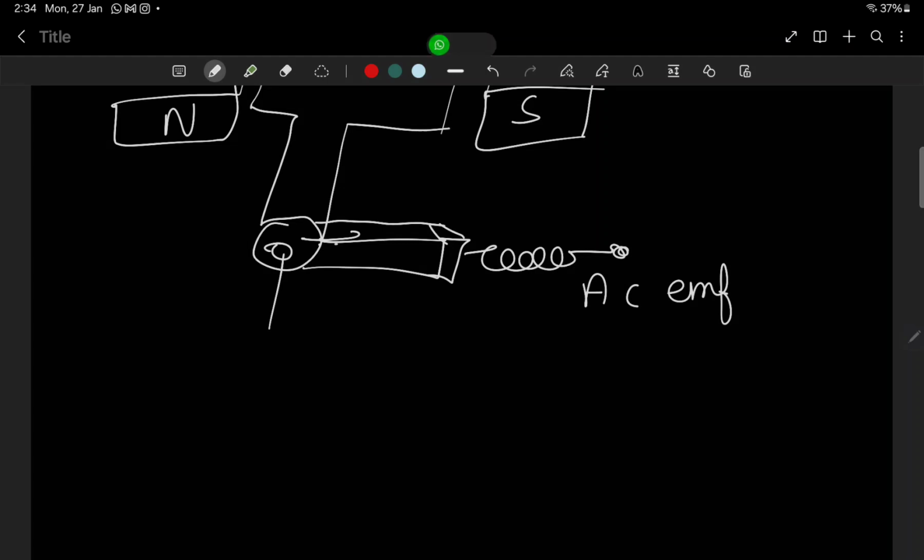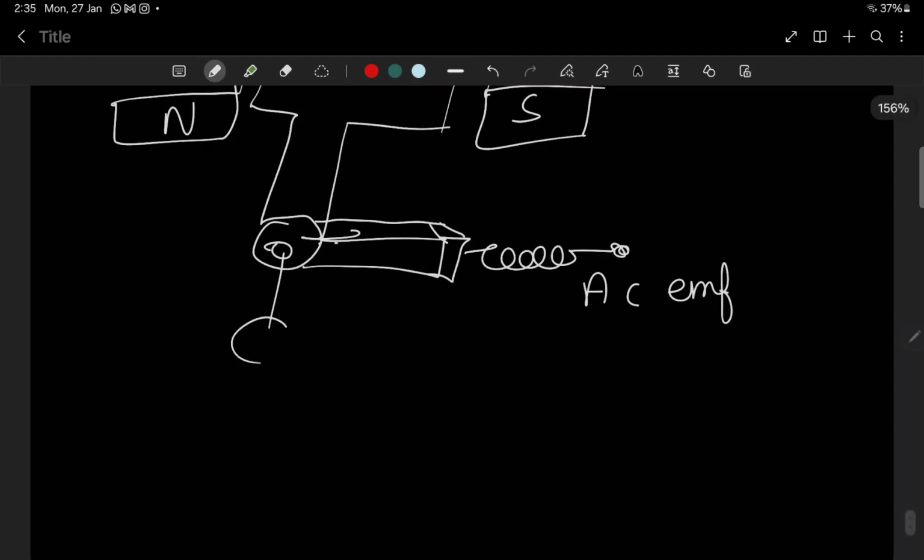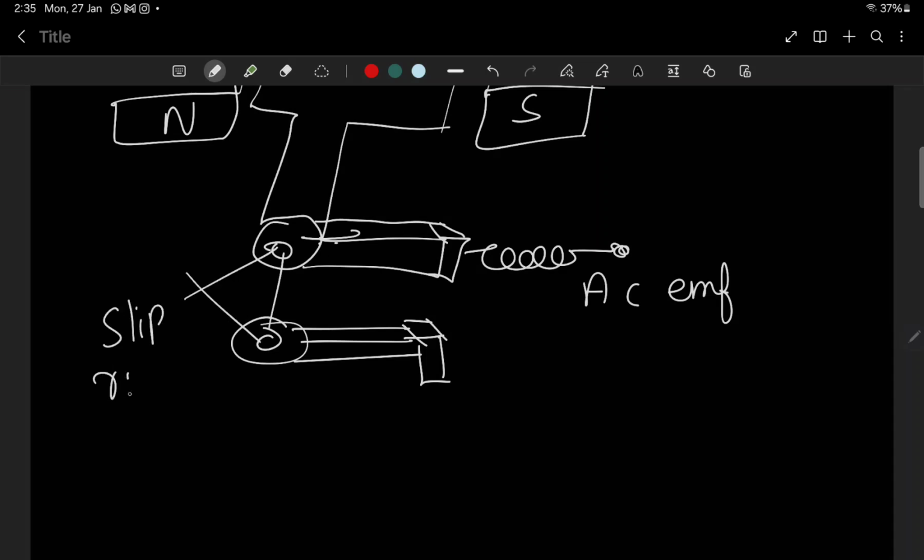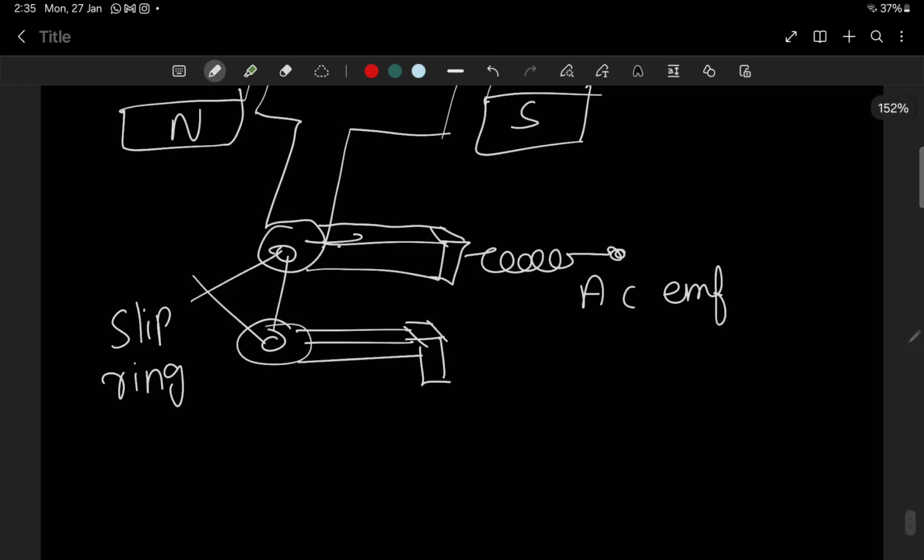Now these two are connected by this, that is the slip ring. This is called the slip ring. Carbon brush. This is the structure.